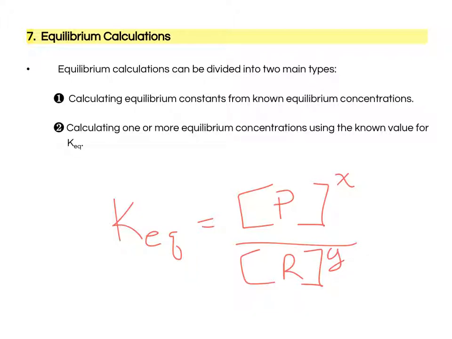So you're going to see essentially two main types of calculations in this section. You're going to see either the case where you're calculating the equilibrium constant, that's KEQ, right? So really you're solving for KEQ, but you're given or have a way of finding equilibrium concentrations. The second type of question you might see is you're asked to calculate one or more equilibrium concentrations using a known value for KEQ. So there are questions where they will give you that equilibrium constant at a given temperature, and you'll be able to utilize that and the equilibrium law to solve for some unknown concentrations.